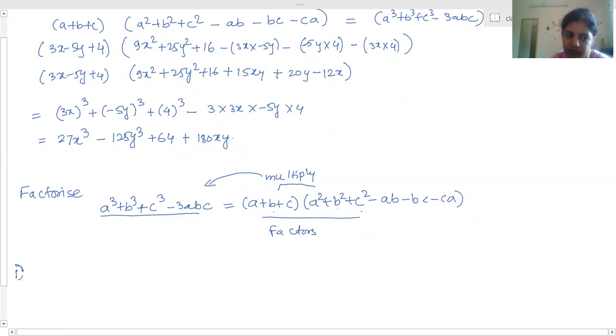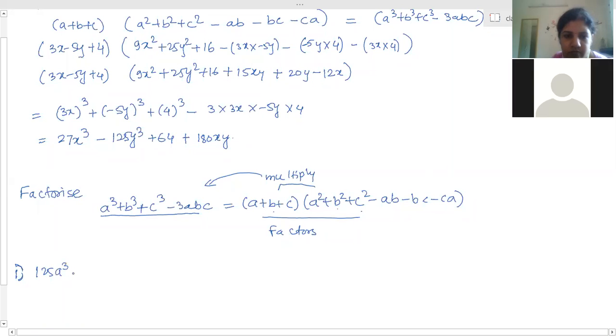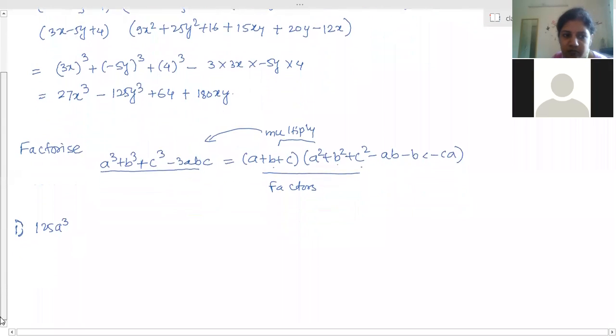So first one, 125 a cube. Ma'am, is it your own or from some exercise? From the exercise, first one. Fourth question, fifth question of exercise 3G. Okay.